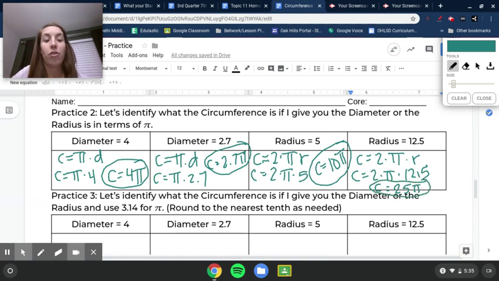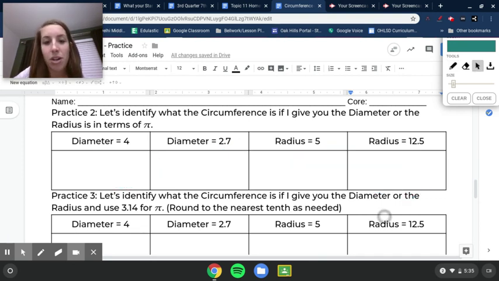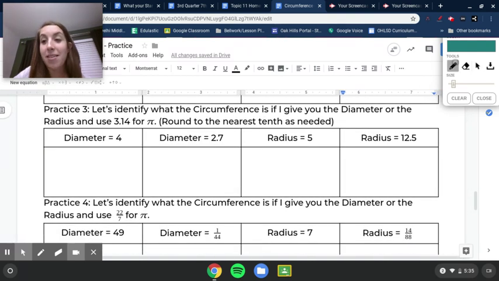These are all if they told you to keep it in terms of pi. Okay? Next practice. We are going to move on to practice number 3. This time, instead of keeping it in terms of pi, they actually want you to use 3.14 for pi. So I'm literally going to do the same thing, but instead of keeping it in terms of pi, I'm using 3.14. If you don't already have a calculator, make sure you have a calculator out because you are allowed to use one. All right. Now, the only thing with those red calculators is I don't want you to use the pi button. It told you to use 3.14, so you have to use 3.14.